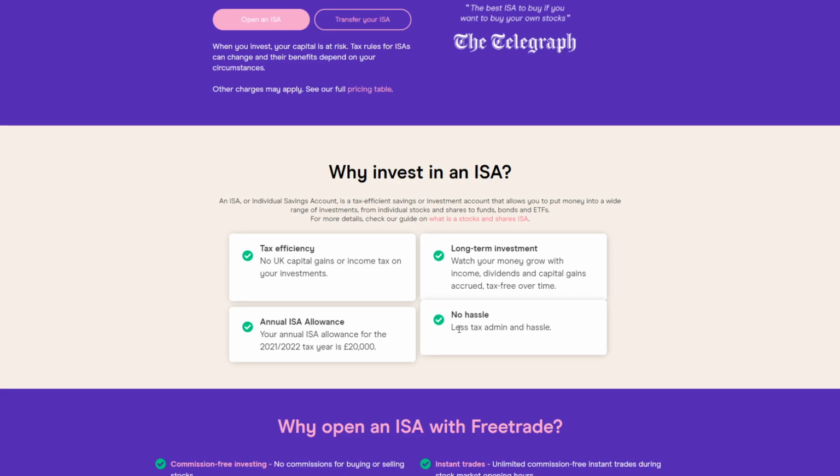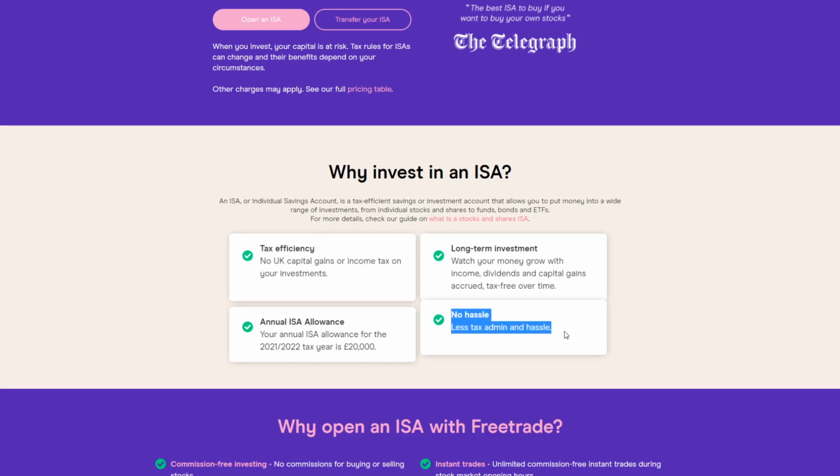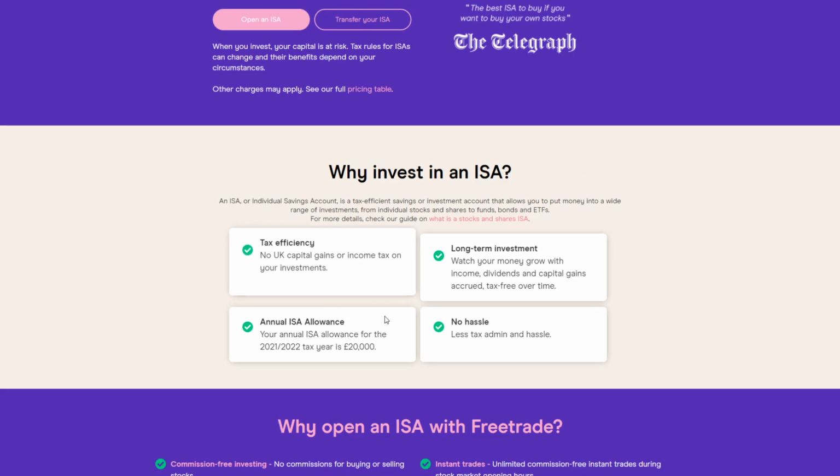No hassle, less tax admin, and hassle. You can pretty much open an account and deposit your money, buy your stocks, and nobody's going to do anything about it. And it is going to be reported to HMRC.